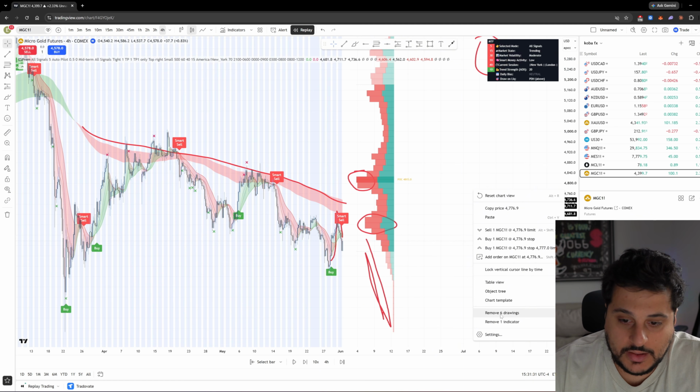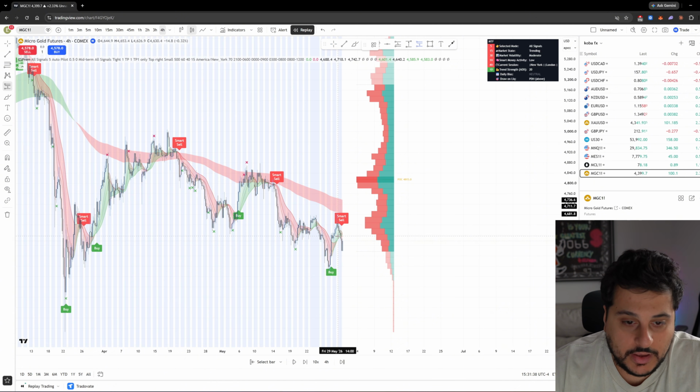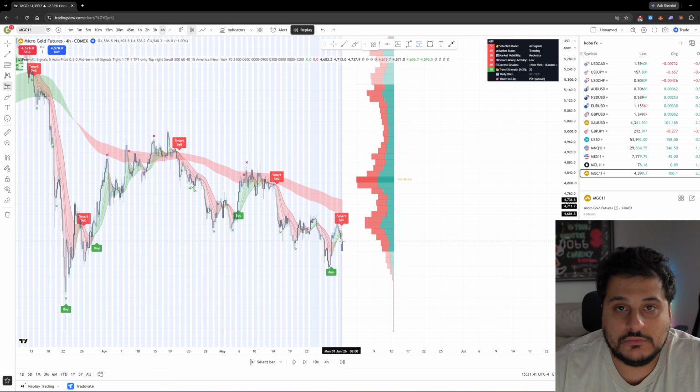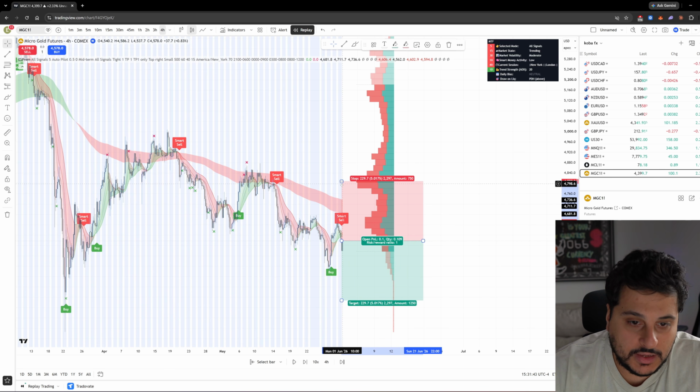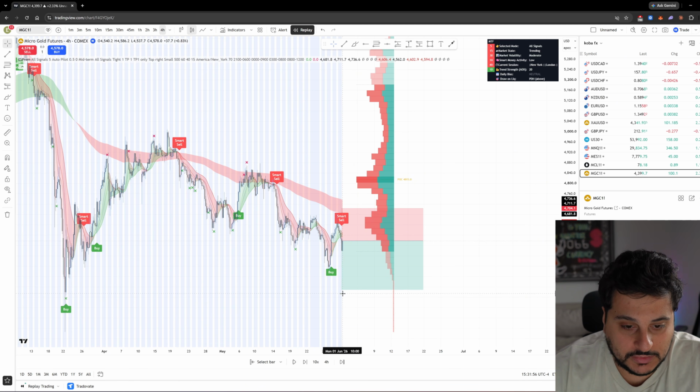So let's go ahead and remove these drawings now. Just get them out of the way. And then from here, we can go ahead and just take a short signal, guys. Now, for your stop loss and take profit, two things you can do. The first thing is you can just set your stop loss behind the swing high, like this, for example. You can use the volume profile too, behind the big nodes, right? And then you can target a 1.5.